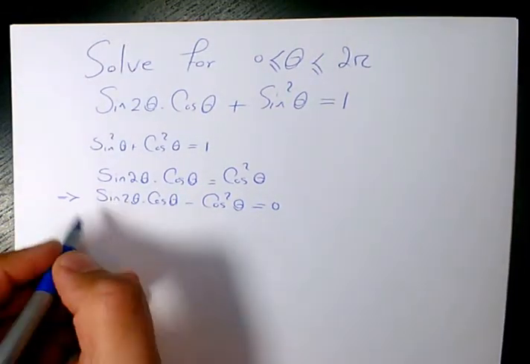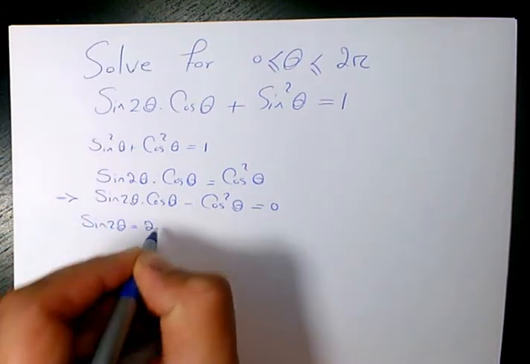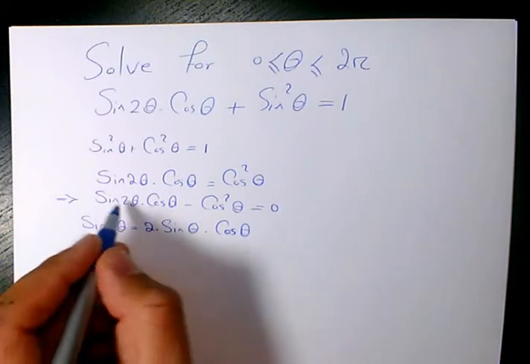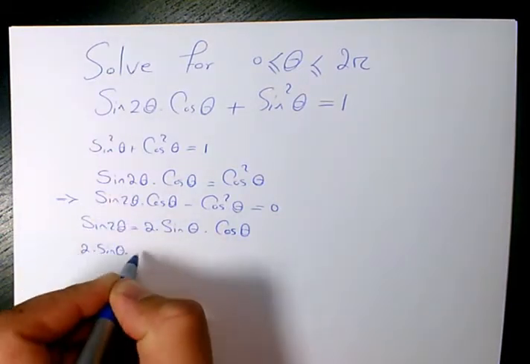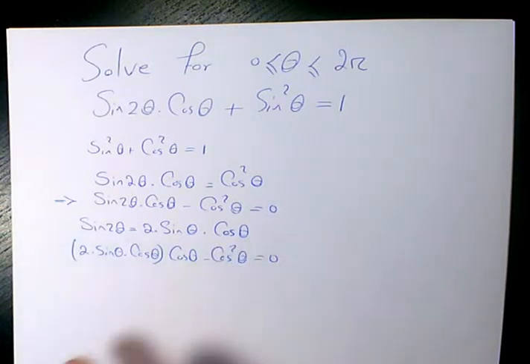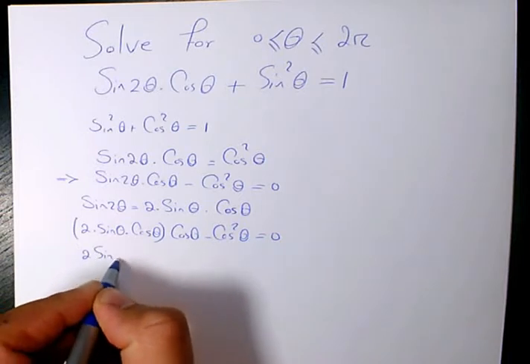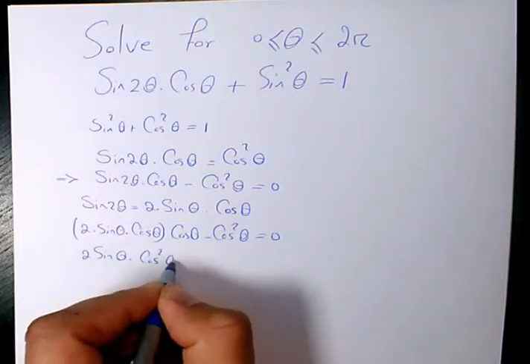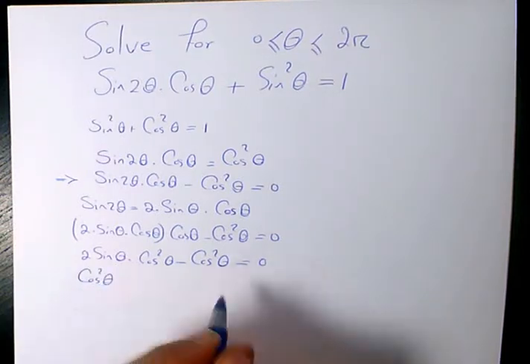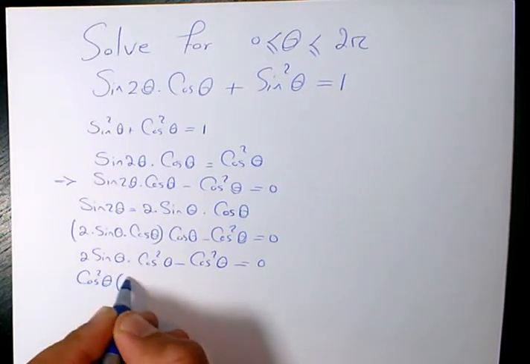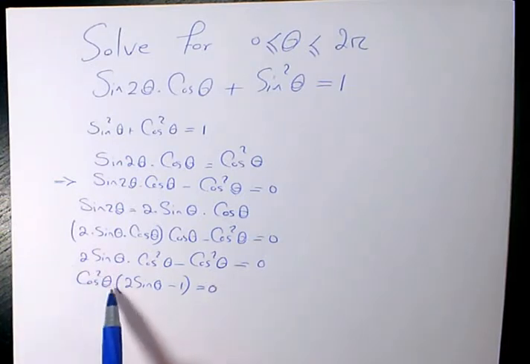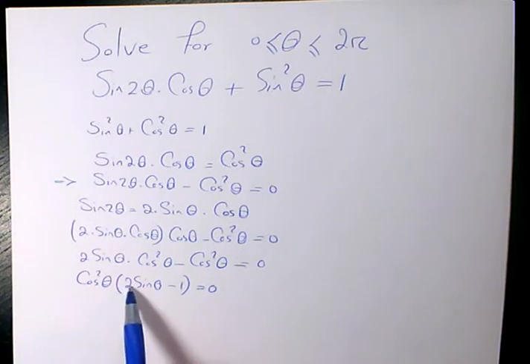And then sine 2 theta, from compound angles, we know it's equal to 2 times sine theta times cosine theta. We had it before in the double angle formula. So instead of sine 2 theta, I can write 2 times sine theta times cosine theta. And here we have another cosine theta minus cosine squared theta equals 0. Now we have 2 sine theta times cosine theta, which gives cosine squared theta, minus cosine squared theta equals 0. Then I can factor out cosine squared theta. The rest of it is going to be 2 sine theta minus 1 equals 0. So cosine squared theta times 2 sine theta minus 1 equals 0.